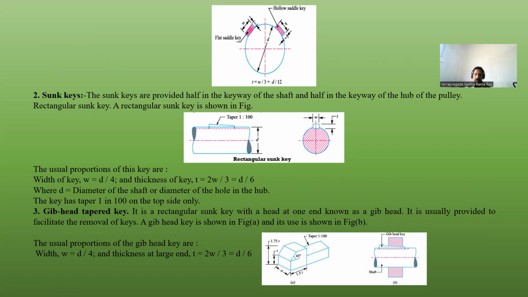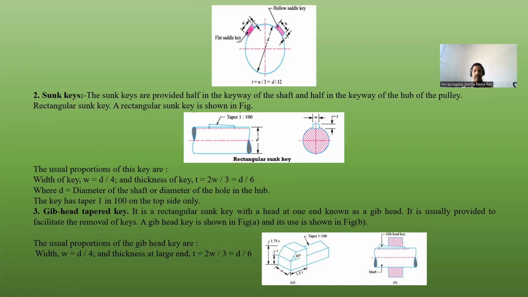And the next key is the jib head tapered key. It is a rectangular sunk key with a head at one end, known as the jib head, as shown in the figure, and it is provided to facilitate the removal of the key. In a coupling, if you want to remove the entire assembly, it is very difficult, so that once you remove the key here, the remaining parts can be easily removed.